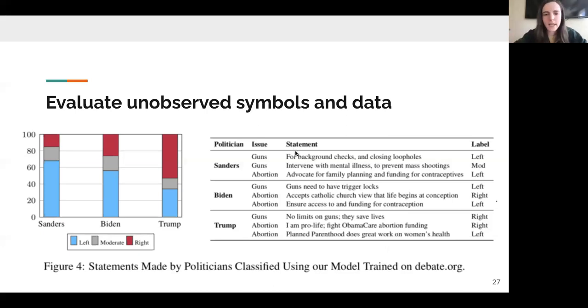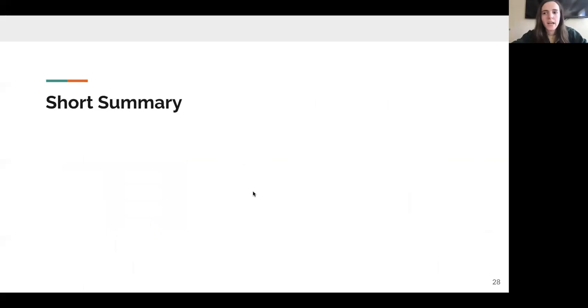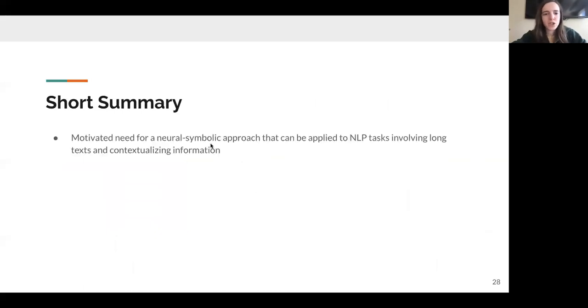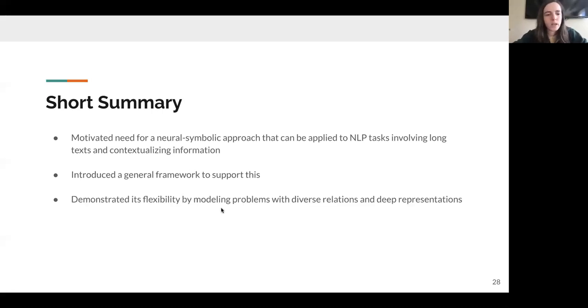And that's the last result I have for you. As a short summary, what I tried to do with this talk was motivate the need for a neural-symbolic approach that can be applied to NLP tasks involving long text and contextualizing information, and why that matters and would be helpful, and introduce a general framework to support this, which is what we've been working on here, and demonstrate its flexibility. I showed you just one example. In the paper, we used 2 other tasks, if you're interested in taking a look.